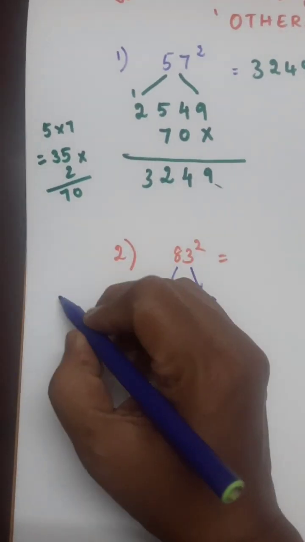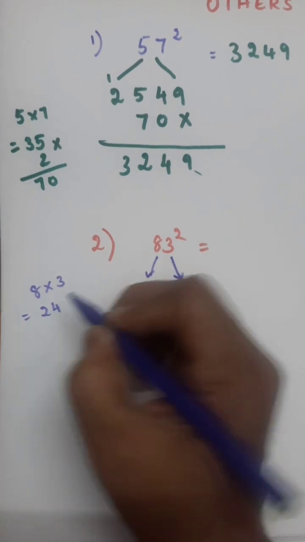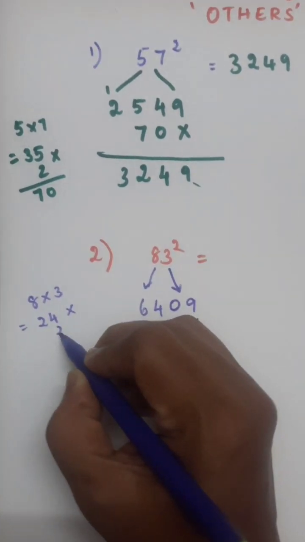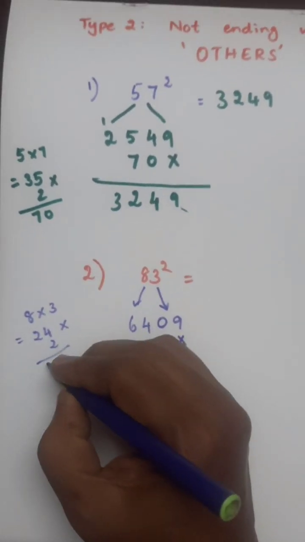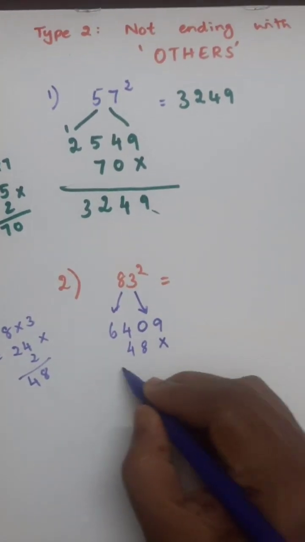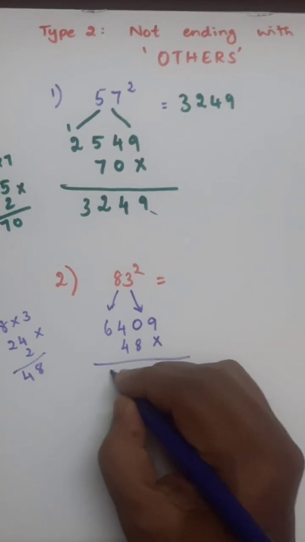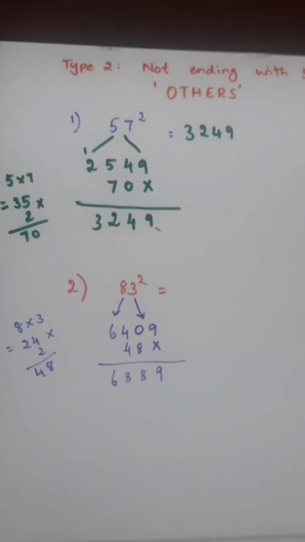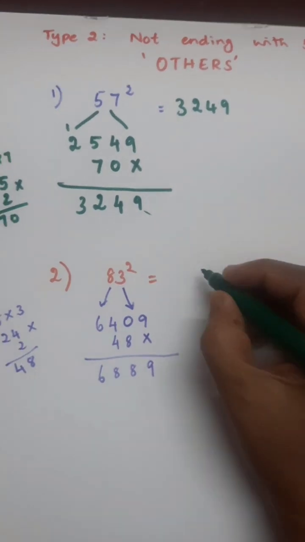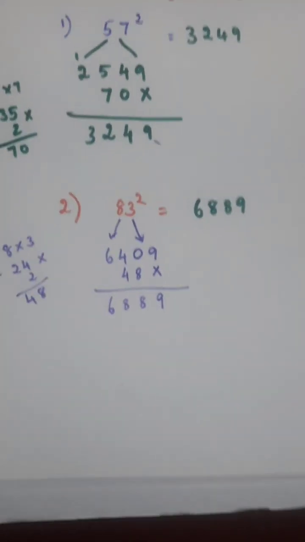And 8 into 3, we are multiplying that, it is equal to 24. Again multiply that with 2, we will get 48. So 8 here, 4 here. Add these two. 9, 8, 8, 6. So now 83 square is 6889. As simple as this.